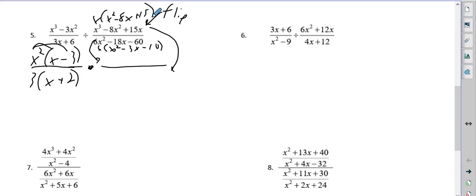So, this 6 is going to be here. I'm going to factor it into 2 parentheses. X times x is x squared. I need 2 numbers that multiply to give me 10 that differ by 3. Well, that's 5 and 2. I want more negatives, so minus 5 and plus 2. That's factored.